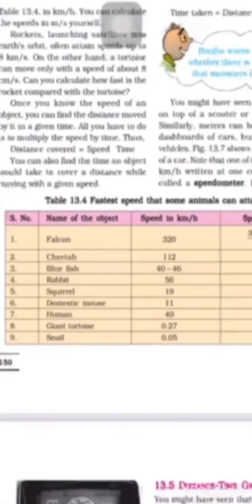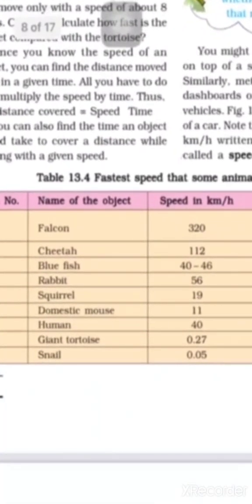A rocket launching a satellite into Earth orbit often attains a speed of 8 km per second. On the other hand, a tortoise can move 8 cm per second.